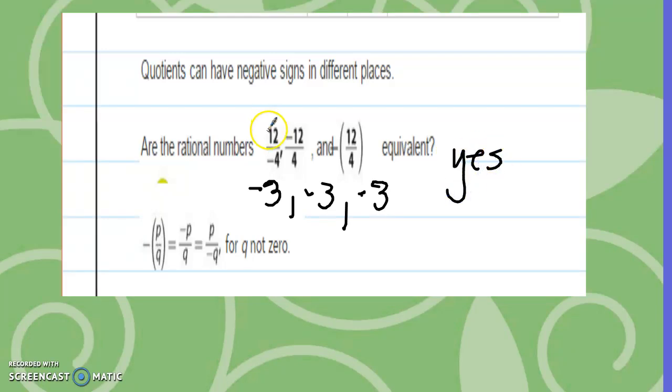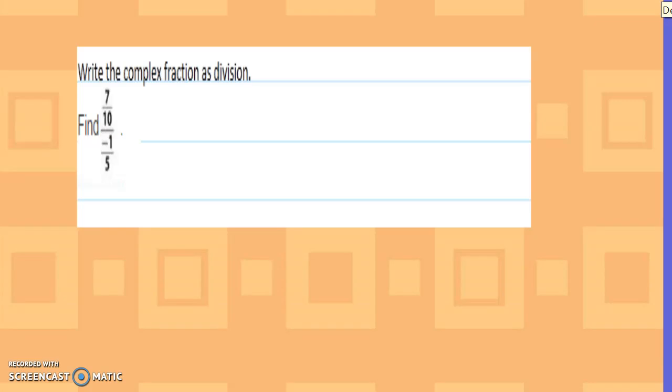So it doesn't matter if you have the negative in the denominator, if you have it in the numerator, or if you have it in front, it still holds that negative value. Okay, and this is what this means here. All right, so let's look at this.